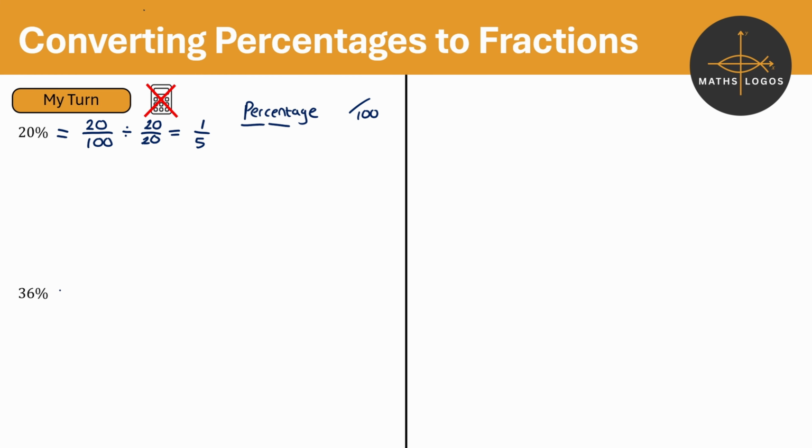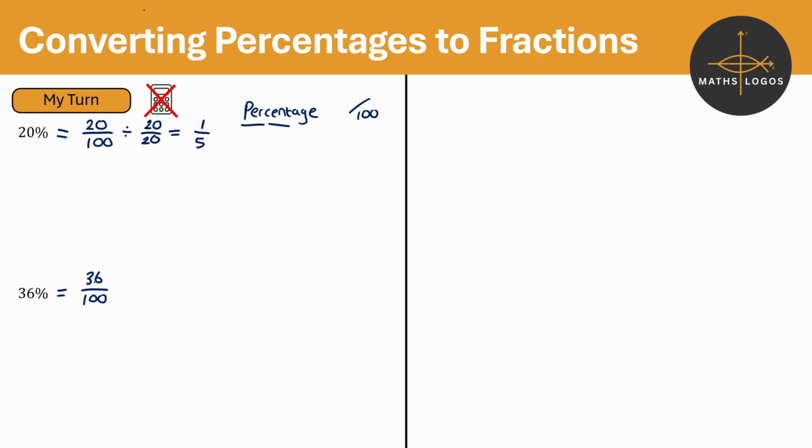Next one, I've got 36%. Let's start off by writing that as 36 out of 100. And then we'll try and simplify. I can see that 36 and 100 are both even numbers, so I know that they're at least divisible by 2. And what I'll then do is check, are they divisible by anything else that's in the 2 times tables but it's greater than 2?